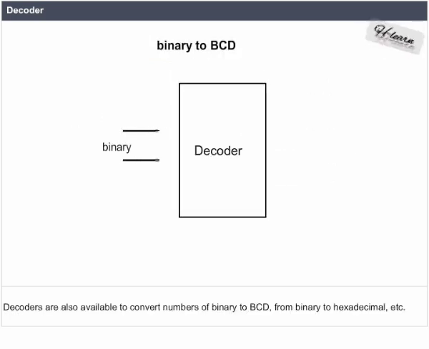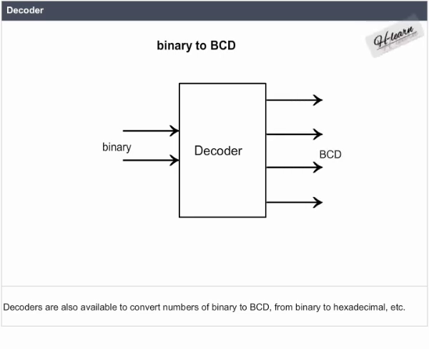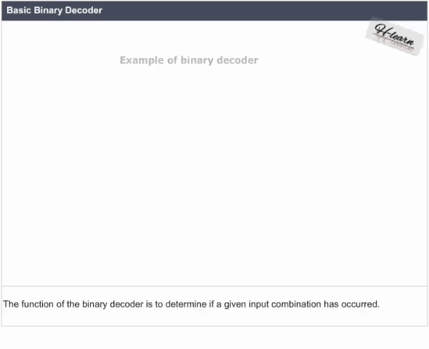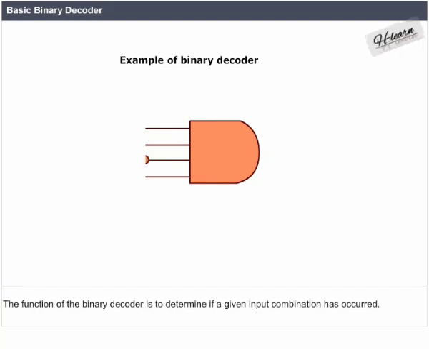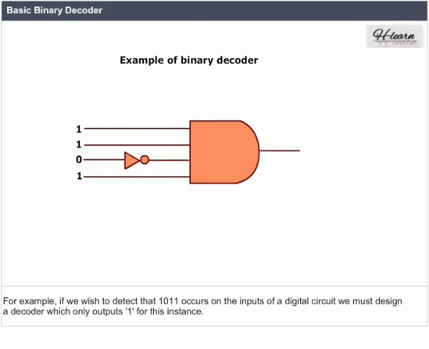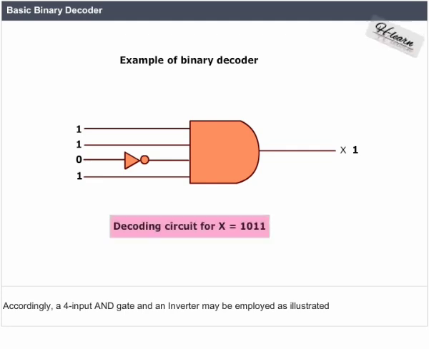Decoders are also available to convert numbers from binary to BCD, from binary to hexadecimal, etc. Basic binary decoder. The function of the binary decoder is to determine if a given input combination has occurred. For example, if we wish to detect that 1011 occurs on the inputs of a digital circuit, we must design a decoder which only outputs 1 for this instance. Accordingly, a 4-input AND gate and an inverter may be employed as illustrated.